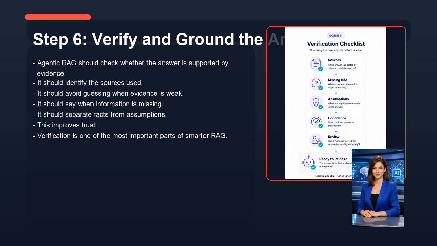Agentic RAG should check whether the answer is supported by evidence. It should identify the sources used. It should avoid guessing when evidence is weak. It should say when information is missing. It should separate facts from assumptions. This improves trust. Verification is one of the most important parts of smarter RAG.